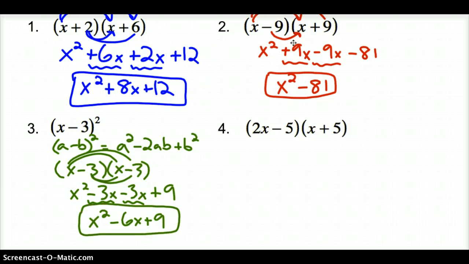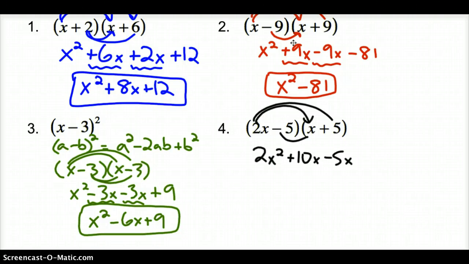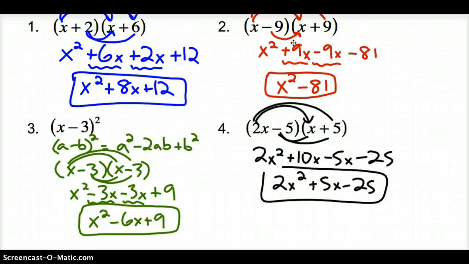Finally, in the last one, number 4, we can just use the FOIL pattern again. So 2x times x gives us 2x squared. The outsides give us a positive 10x. The insides give us a negative 5x. And last times last gives us a negative 25. If I combine like terms in the middle, I'll just get 2x squared plus 5x minus 25.